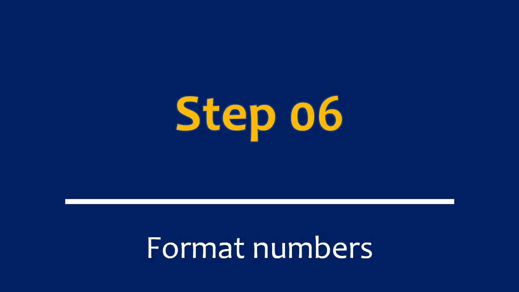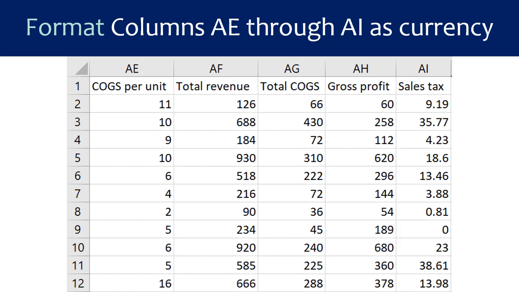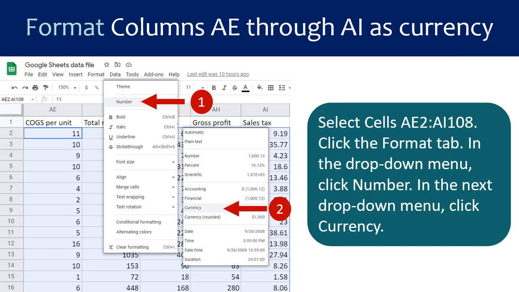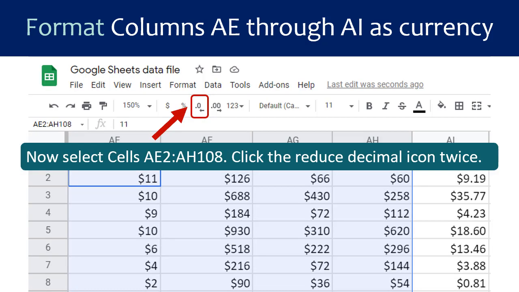In this step, we will be formatting numbers as currency. The numbers here need to have dollar signs in front of them to signify that they are currency. Select columns AE through AI. Click the Format tab. In the drop-down menu, click Number. In the next drop-down menu, click Currency. Now select columns AE through AH. We will not be changing column AI with this step. Click the reduced decimal icon twice.